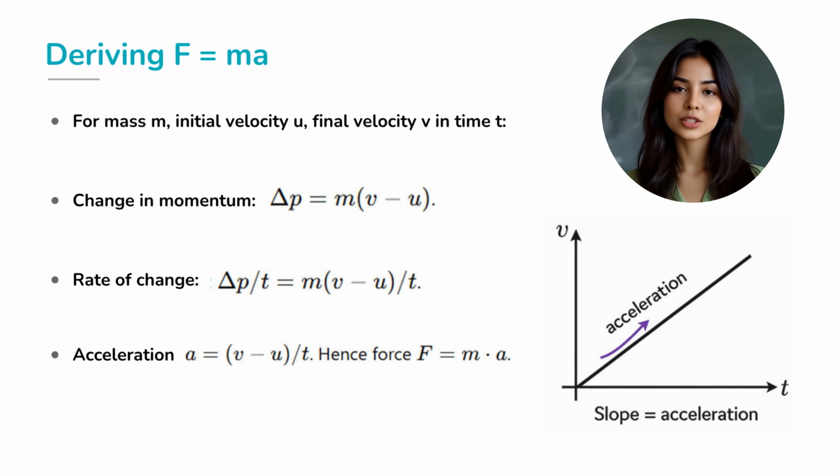Now, (v minus u) divided by t is acceleration, denoted by a. So the formula simplifies to force equals m times a. In words, force equals mass multiplied by acceleration.